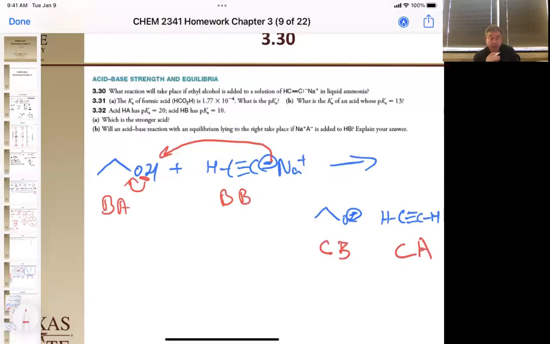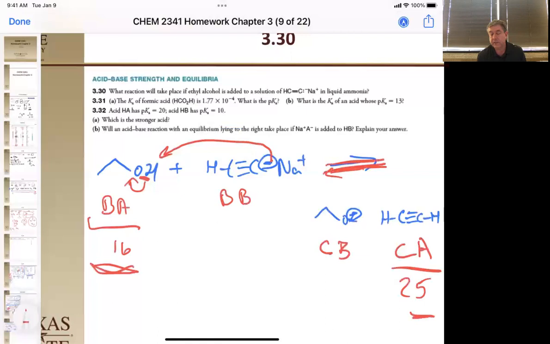Okay, so that means the reaction is going to go in there. Now, which way does the equilibrium lie? We have to compare the acid strength on this side to the acid strength on this side. Since we know the pKa of alcohol is 16 and the pKa of this is 25, it always goes from the strongest acid to the weakest acid, right? So this is the stronger acid, this is the weaker acid, which means the equilibrium is going to go in this direction.